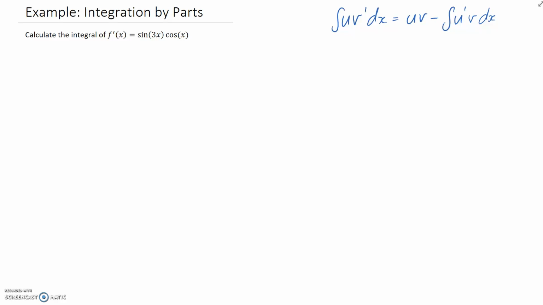So in this question, we're asked to calculate the integral of sine 3x times cos of x, and we're going to do this using the integration by parts technique. So we know for integration by parts, what we're looking for is two individual functions in our equation, and these are multiplied together. So we can see that's what we've got here.